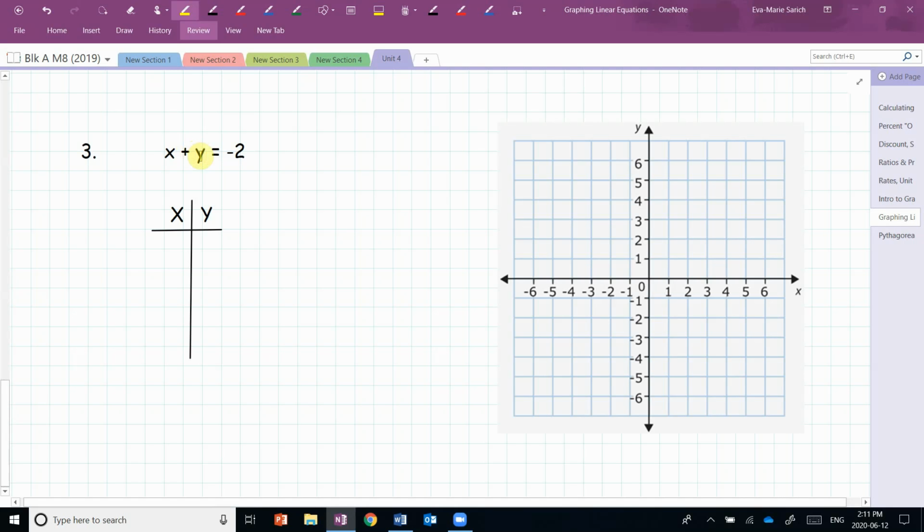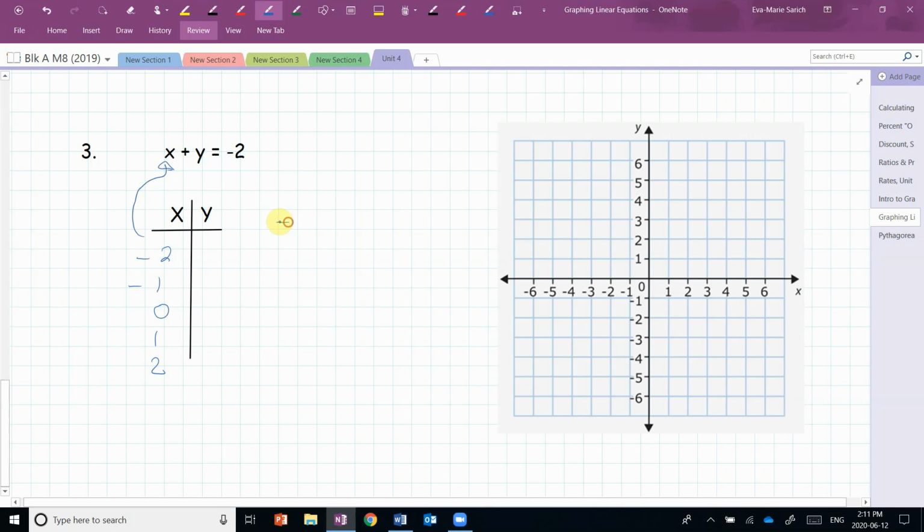We need to get y all by itself to solve for that. Okay, just like the other ones, we're going to start with -2, -1, 0, 1, and 2. So those are 5 chosen values we're always using for our x. Now we're going to take those numbers and substitute them into there. So what does that mean we're going to have?